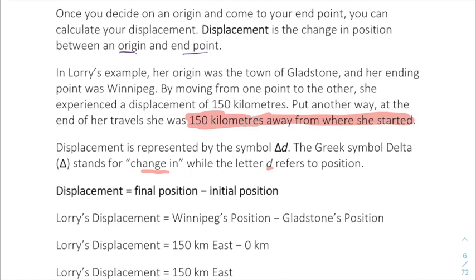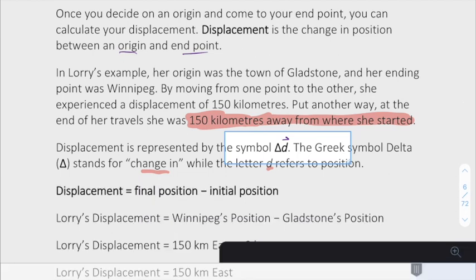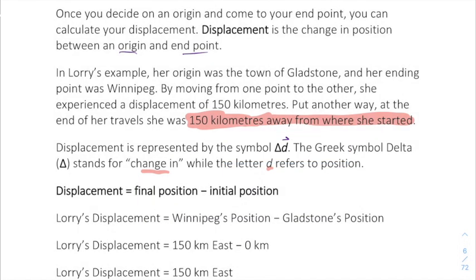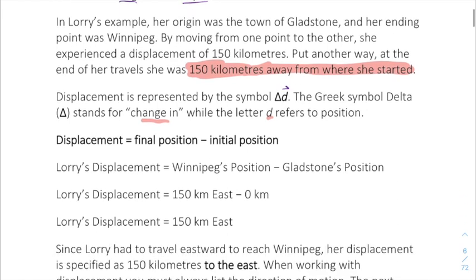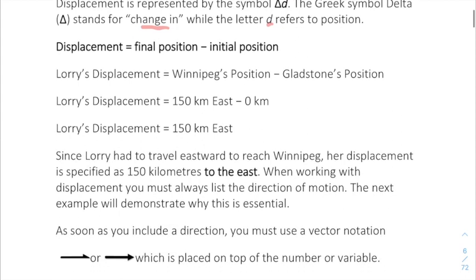Now in our class, I would actually like to take one step further, and if we are using the word displacement, I would like to put a little hat on this D, because in our class we're going to refer to displacement as one where we know which direction it's gone. So that little arrow means direction, essentially. And you can see that that's what I talk about right here. As soon as you include a direction, you must use vector notation.